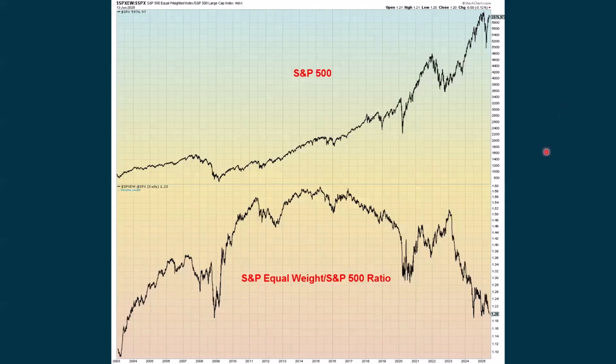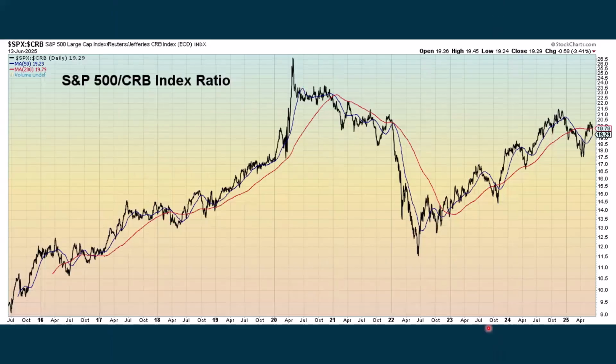This is a different way of looking at that. The equal weight to S&P 500 ratio, and this is going down. That means the equal weight is underperforming. And that's what we've been seeing now over the recent past. Then we look at a ratio between stocks, the S&P 500, and commodities, the CRB index. And stocks have been bouncing back up, but especially in Friday's session, we saw a bit of a reversal there. We'll keep an eye on that to see, is this going to change longer term, or was this just more of an emotional reaction to what's happening geopolitically?